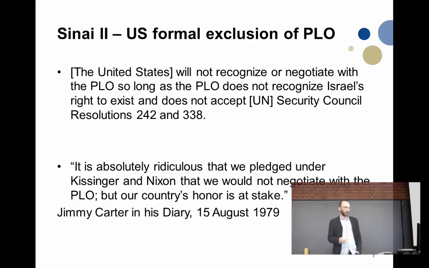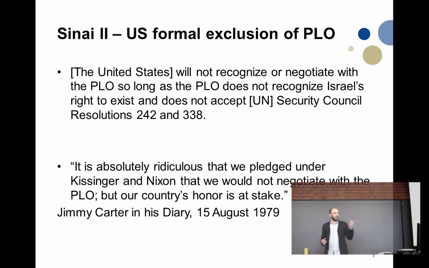And in this secret promise to Israel, Kissinger basically says that the United States will not recognize or negotiate with the PLO so long as the PLO does not recognize Israel's right to exist and does not accept UN Security Council resolutions 242 and 338. Now, 338 is basically just a reaffirmation of 242. So it's the same thing, but with the 1973 war context instead of the 67 war context.